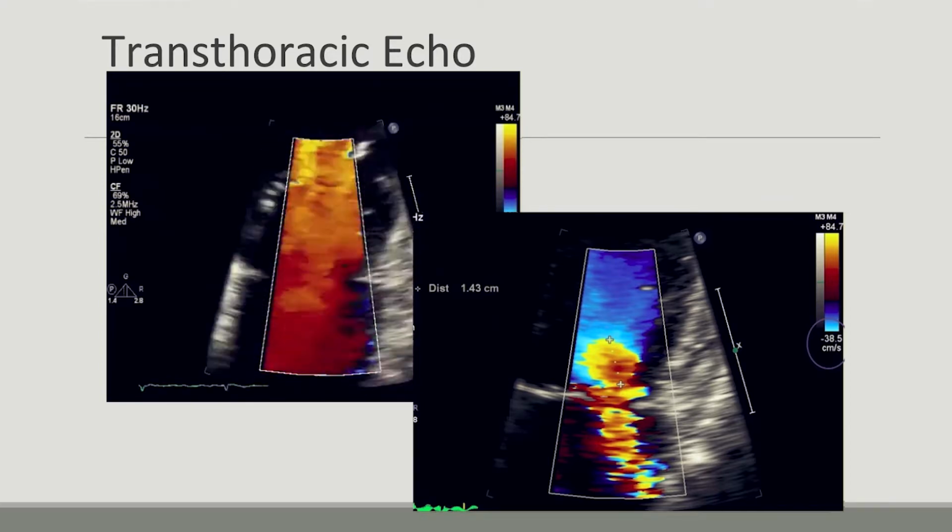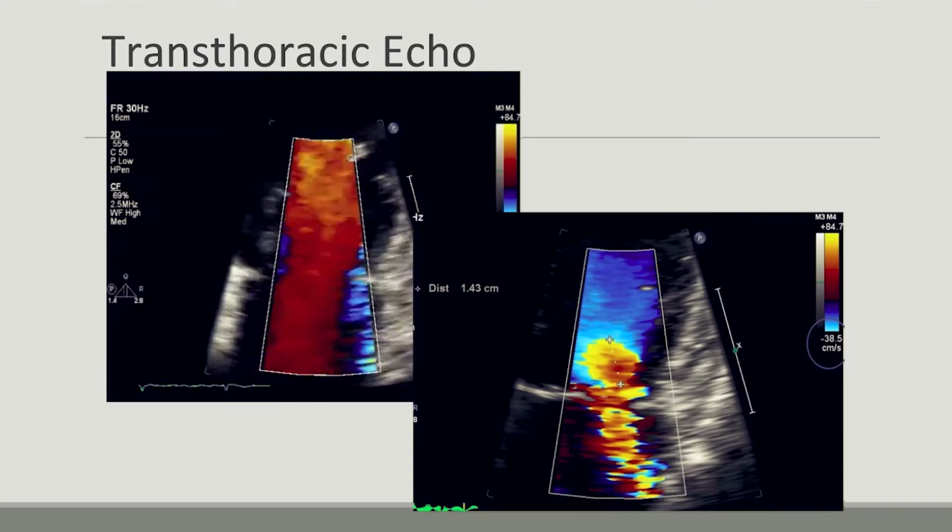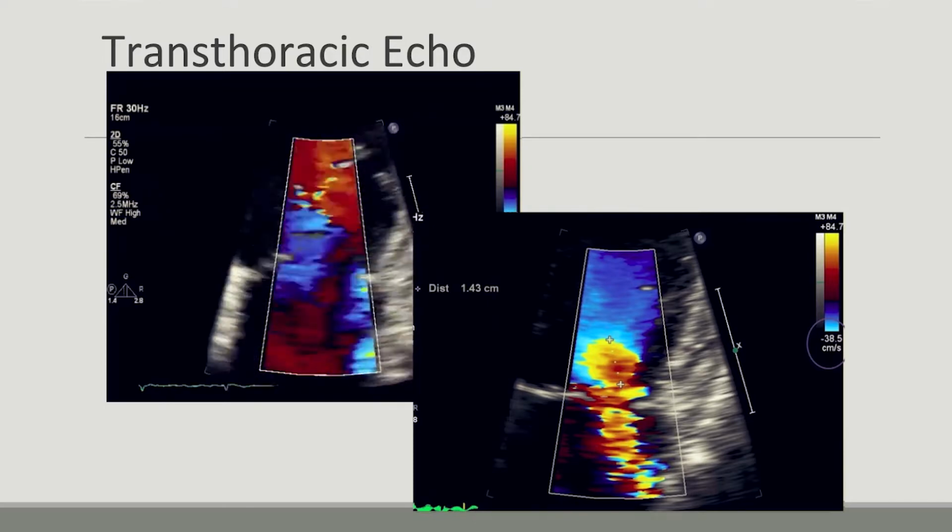When shifting the baseline for PISA on transthoracic echo, shift the baseline down to around 40 centimeters per second. You'll see a hemisphere that the PISA makes.